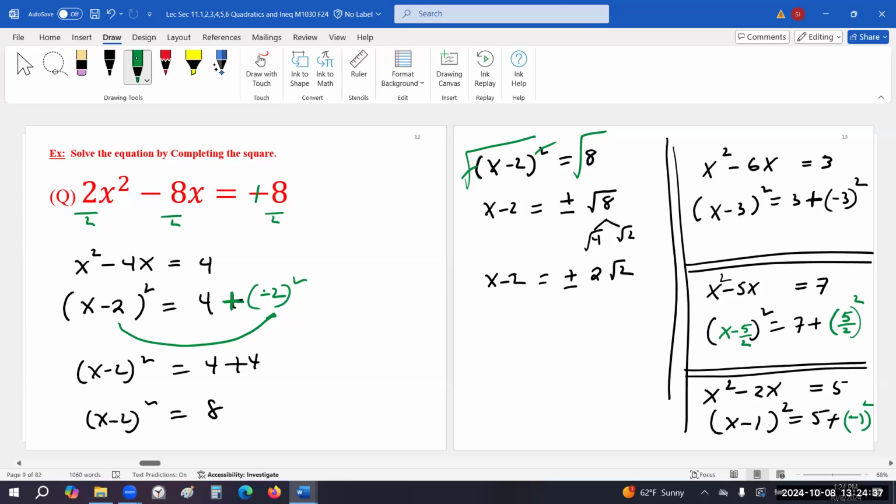Square root of 8 is not a perfect square, but we do have a perfect square inside. So we simplify this. But we still have the same problem. X minus 2 equals that. But our goal is to get the x alone. So what do you do? Add 2. Add 2. Go ahead.